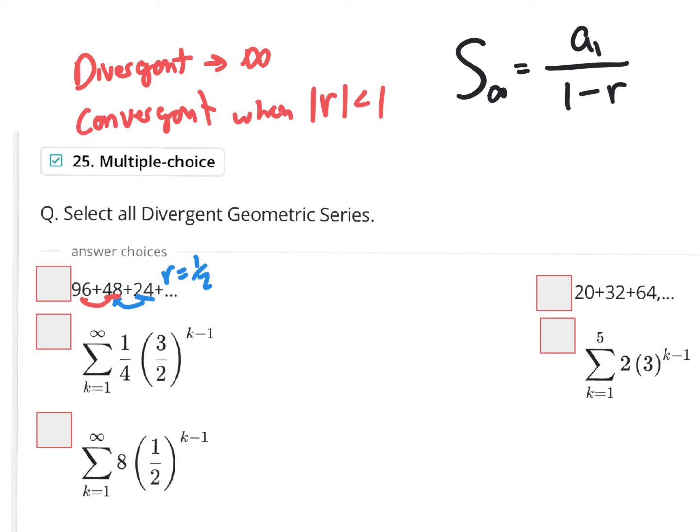And right here, what do they want? They want divergent. So this is not it. If I remove this box, you'll see a red mark. Do not pick this one. This is convergent, not divergent.